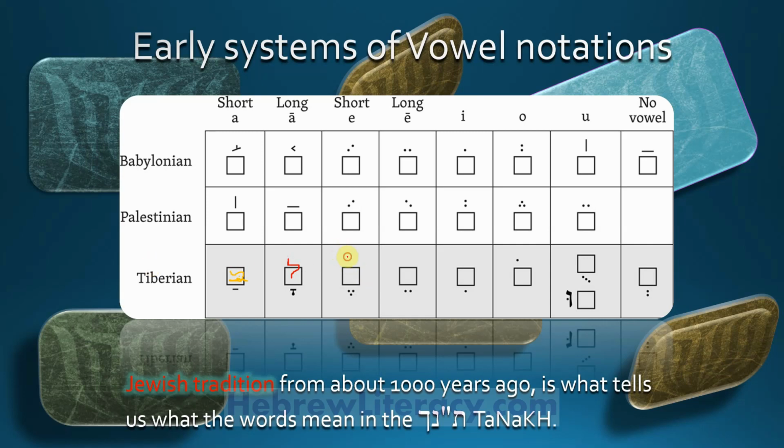All right, and there we go. Le, le. This one is a long E, like predator or prey, E-Y in English. So if we have the lamed here, it would say lay, lay.